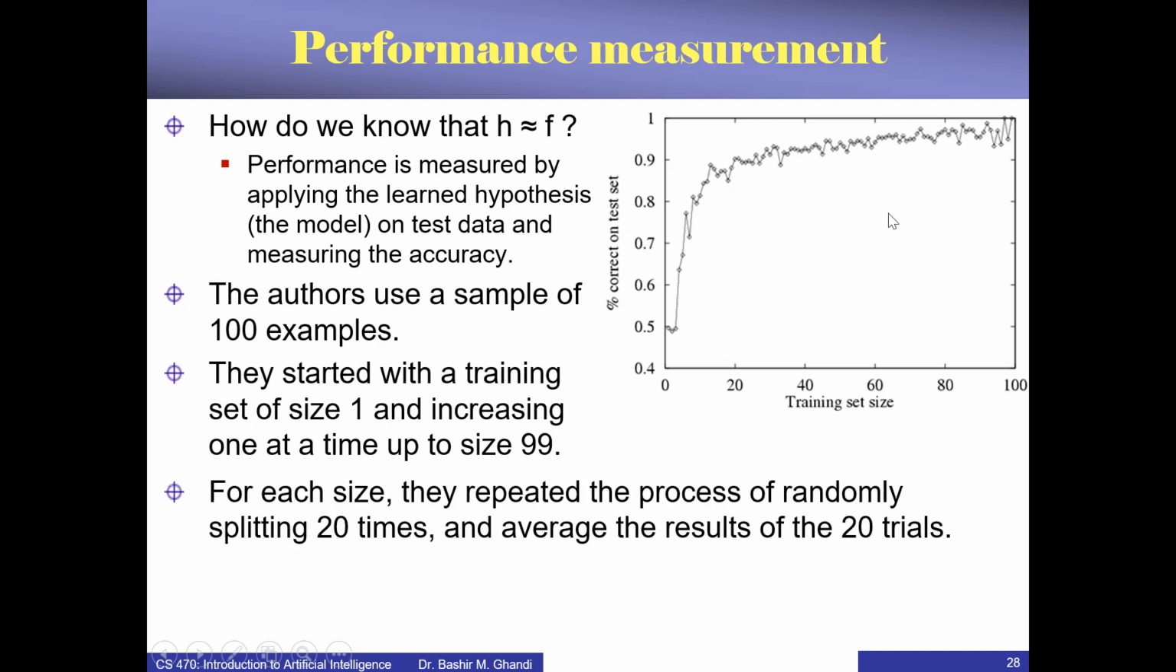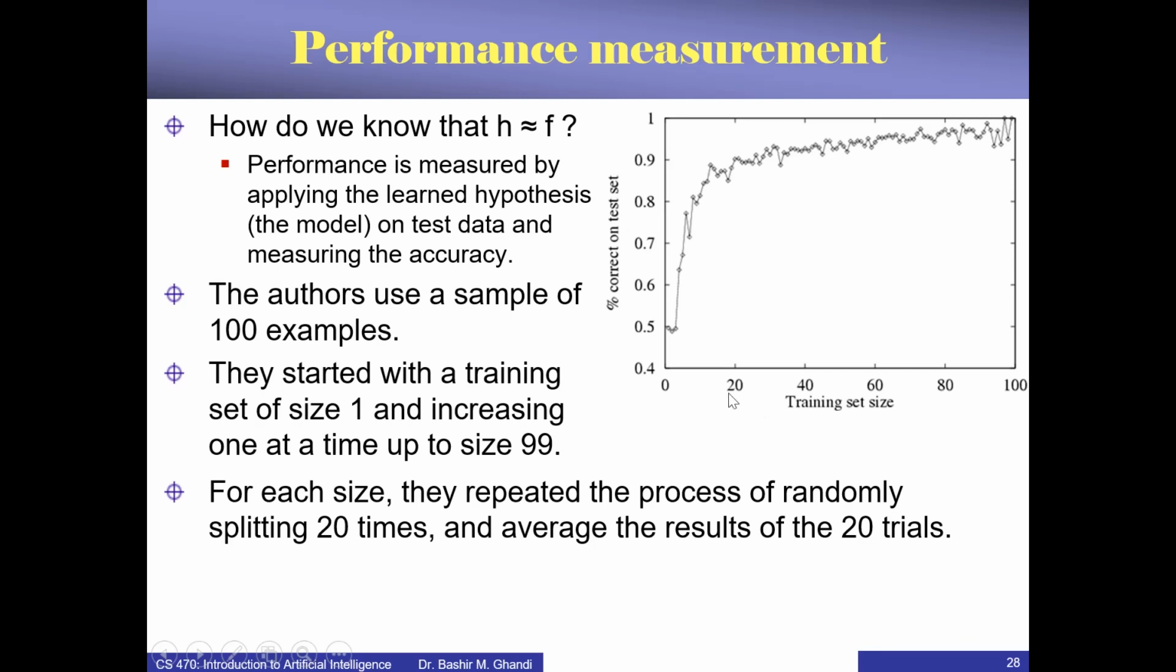and they measure that with this graph. And for each partition, say for each size, so size 1, size 2, size 3, and so on until size 99, they actually repeated the process of randomly splitting the data between the training and the test set 20 times, and then take the average of the 20 trials, the average results of the 20 trials.